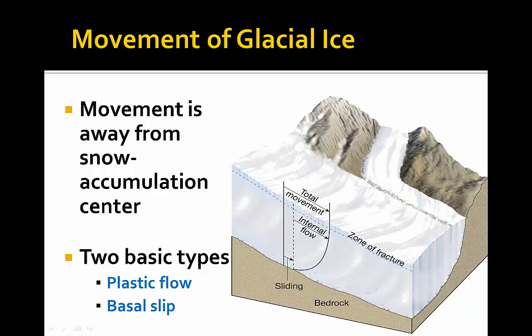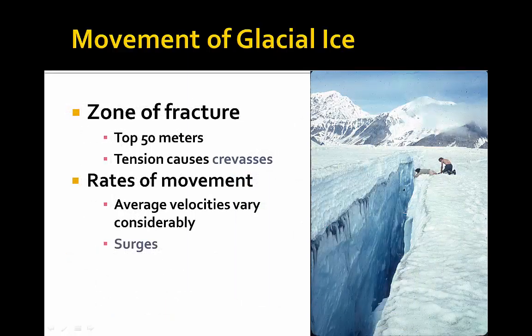Now at the very top is a zone of fracture. And within that zone of fracture, you don't have the same kind of pressure. That means when the ice moves, instead of deforming plastically, it deforms in a brittle way, forming these deep crevasses.